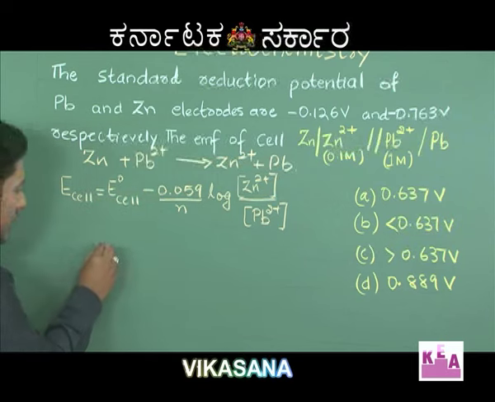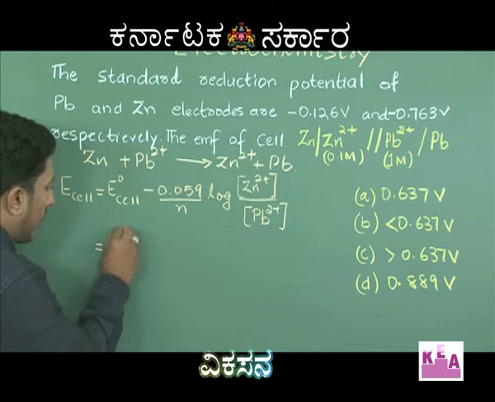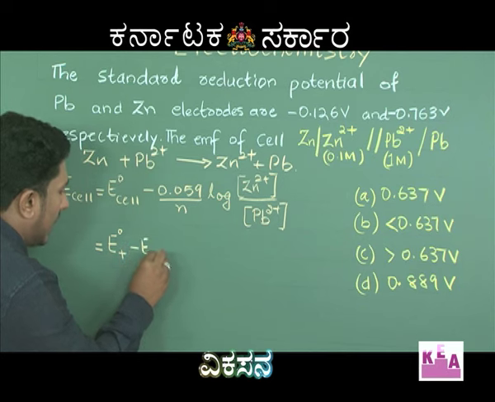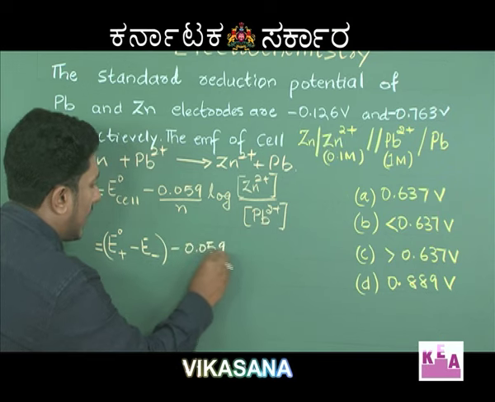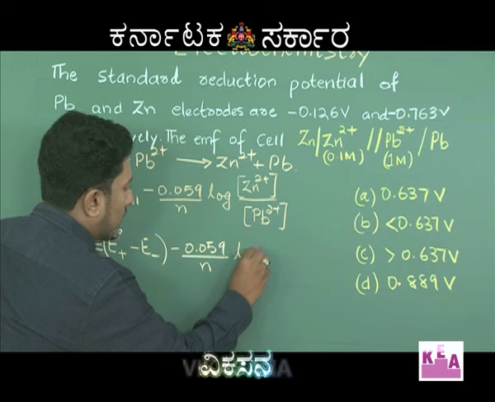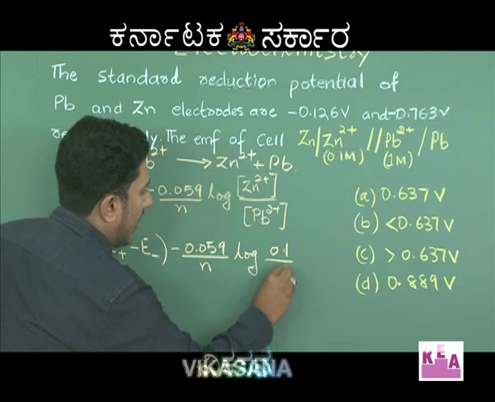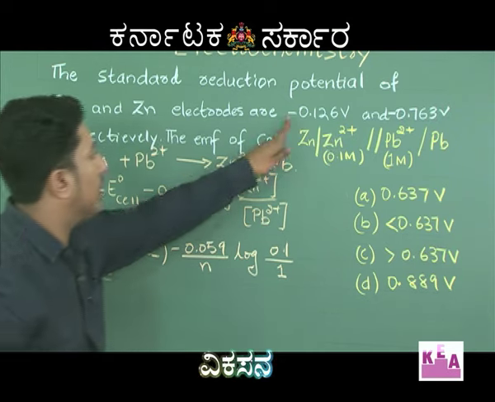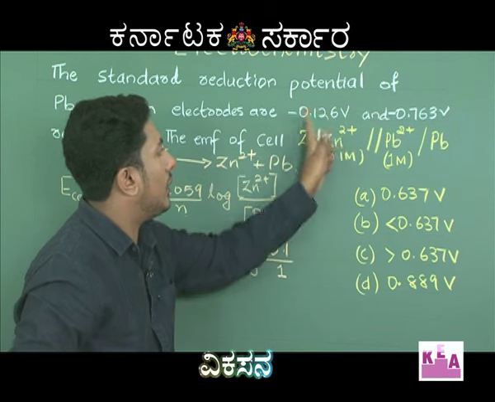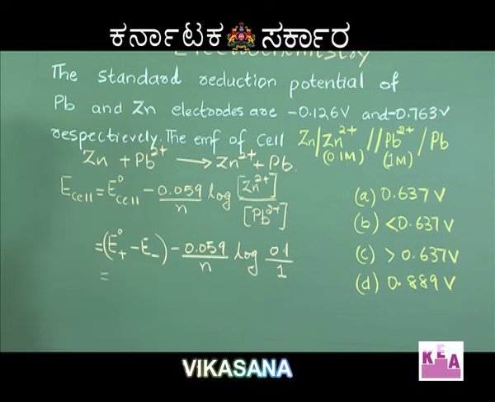Hence E of cell is equal to E naught of cell minus 0.059 divided by n into log of concentration of zinc ion. E naught of cell is nothing but E naught of positive electrode minus E naught of negative electrode. Zinc ion concentration is 0.1 divided by concentration of lead ion, lead ion concentration is 1 molar. So both the values are negative. If both the values are negative, the higher negative value indicates it is the negative electrode and the less negative value indicates it is the positive electrode.